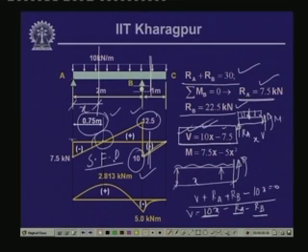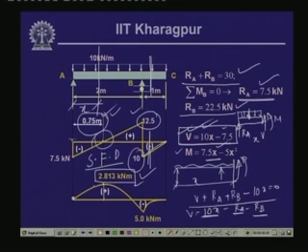Now, consequently, if we look into the value of the bending moment, when x is equal to 0, the moment is equal to 0, and this is what is reflected over here. When x is equal to 0.75, we get a bending moment equal to 2.813 kilonewton meter. If we substitute the value of x equals 0.75, we get this bending moment. This is the value of the maximum positive bending moment.